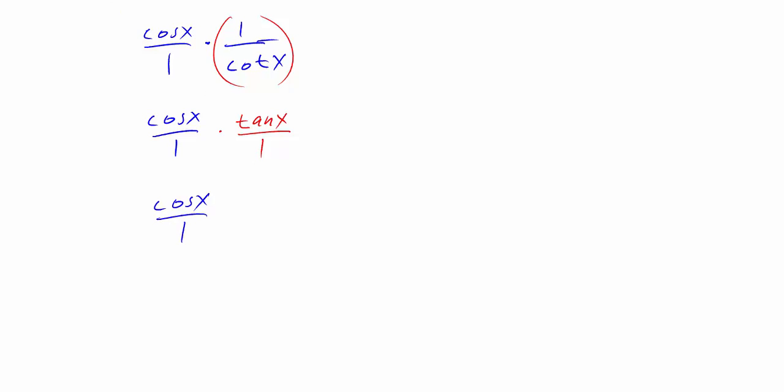And then we know that tangent we can rewrite in terms of sine and cosine. So that would be sine of x over the cosine of x. That's the quotient identity. And once again, here we have our cosine functions to cancel out, and we're simply left with the sine of x.